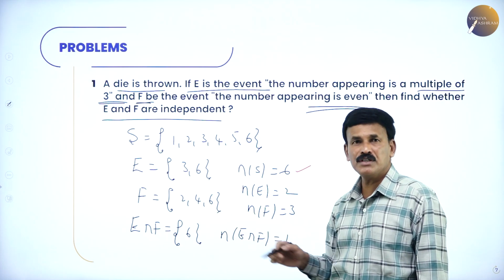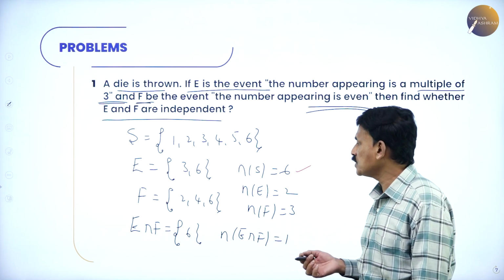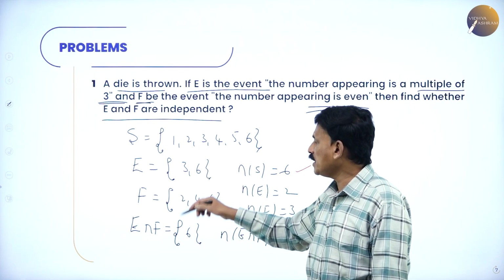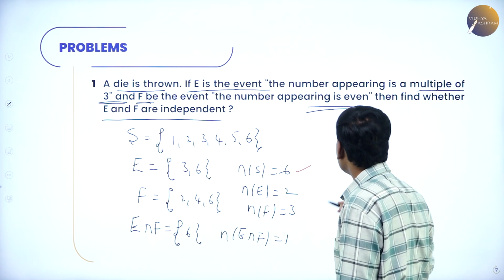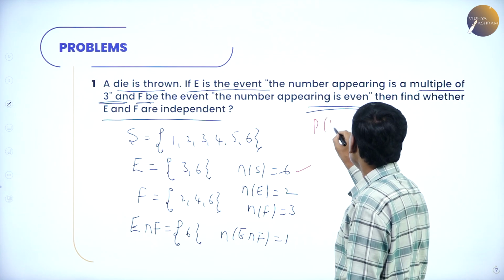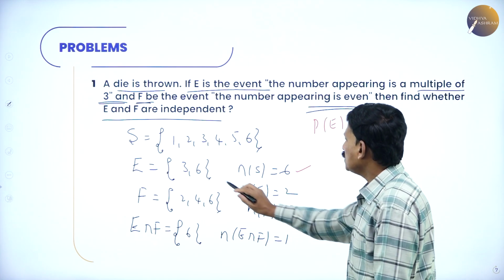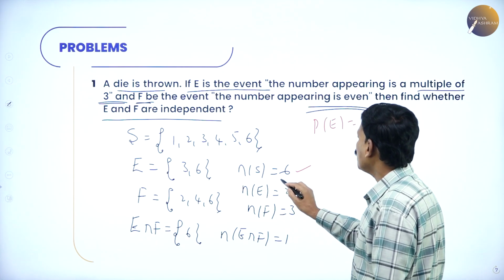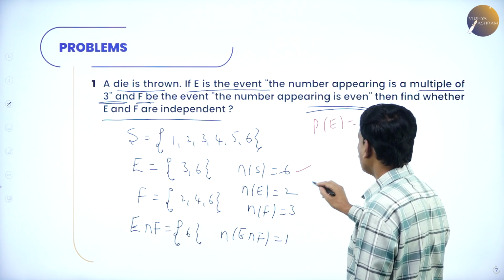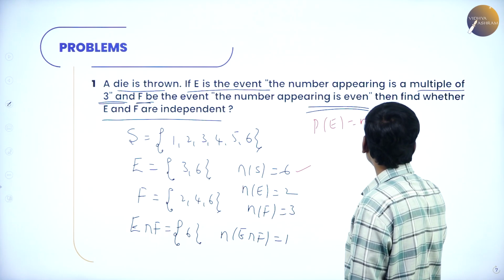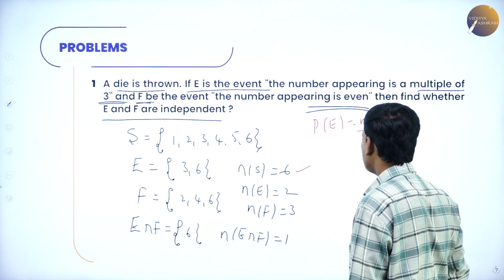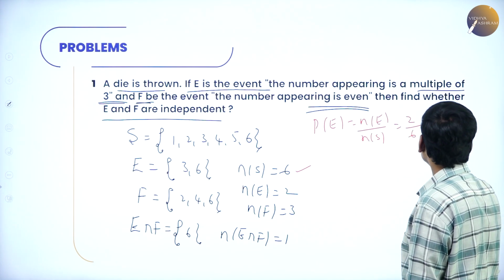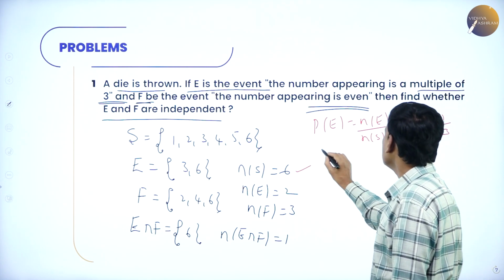And F is an event which are even numbers 2, 4 and 6. And the common E and F is nothing but 6. E intersection F is equal to 6. Now write down the probability. Probability of E is equal to N of E divided by N of S, that is nothing but 2 divided by 6, that's equal to 1 by 3.